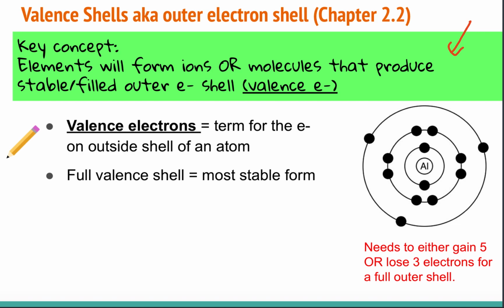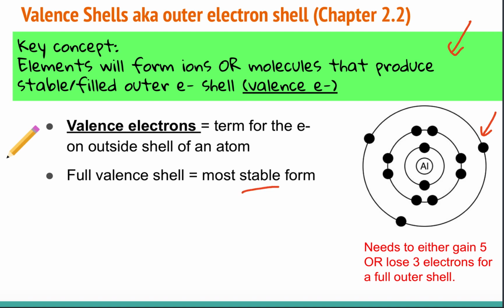That is its most stable form. So valence electrons are the terms for the shell, the last shell surrounding the atom that has electrons on it. If that outer shell that has electrons is at its maximum number of electrons, then your atom is at its happiest state. It is most stable. It is where it wants to be.